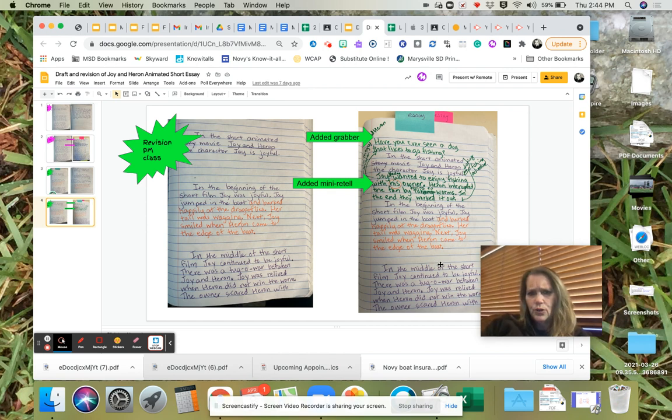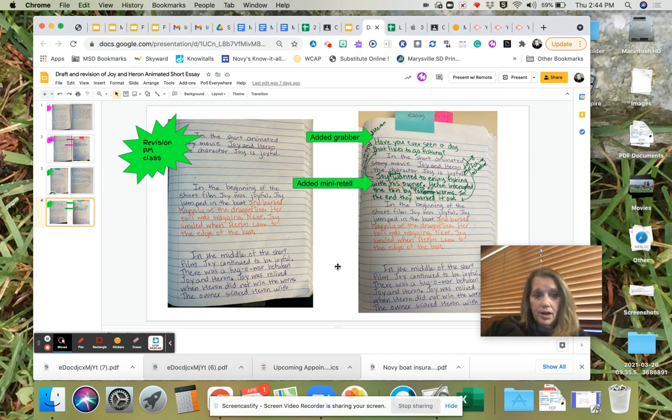So in the beginning of the short film, Joy was joyful. Joy jumped in the boat and barked happily at the dragonflies. Her tail was wagging. Next, Joy smiled when Heron came to the edge of the boat. I think I could easily add a sentence right there at the end. Something like, I think Joy was looking for a friend, happy to see somebody else. This is another sign of being joyful. So right there could be one I could add in.